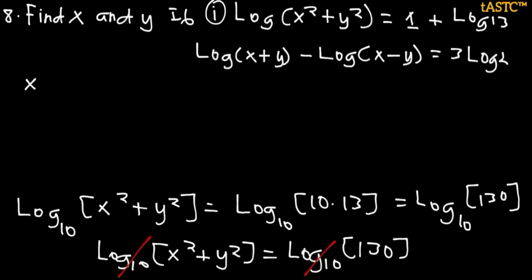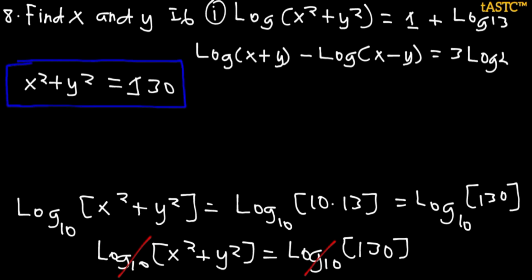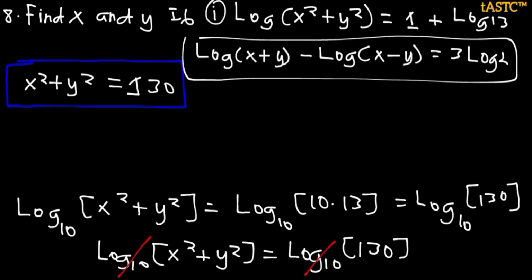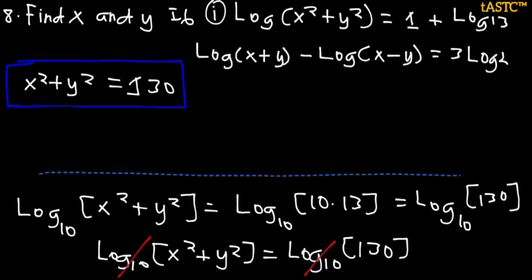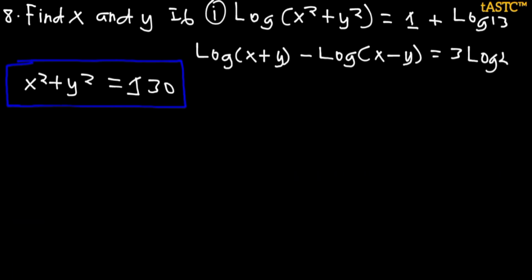So this will be x squared plus y squared is equal to 130. Now we're just going to place it here. That will be the first equation. Now we need to work this other one. So we're just going to work it using the same method and try to see what that is going to give.